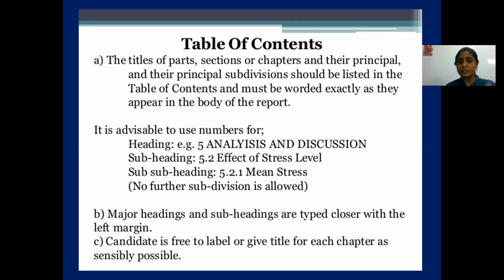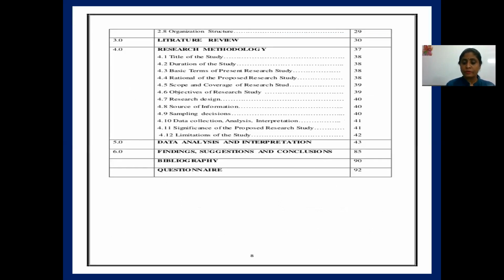The main heading should be numbered like 5. Subheading should be like 5.1. Here I mentioned 5.2. If you want to write a sub-subheading, then you must maintain the numbering like that, 5.2.1. Here they have mentioned only subheadings, no sub-subheadings, right? 4.1, 4.2. Is it visible to you? Yes.